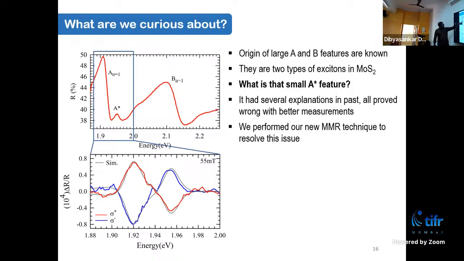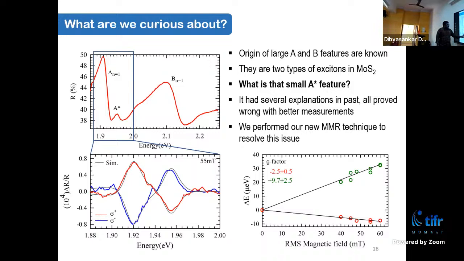For this A feature, you have a peak like this. For this small feature, you have a dip like this. Just by looking at it, you can say that whatever is happening in A is happening opposite in A star. It gives rise to a peak for A, but for the same condition, it gives rise to a dip in my spectrum. Now forget the red curve and concentrate on blue. For A, it is going down, but for A star, it's going up. So the opposite thing is happening for A and A star.